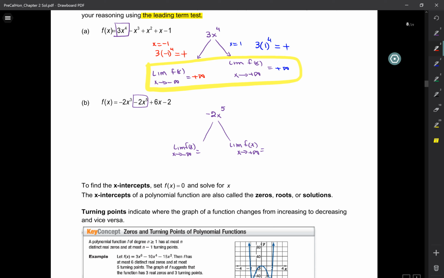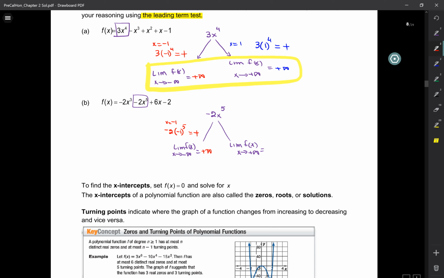All right, in the case where x approaches negative infinity, I pick a negative number, like -1. And I plug it into this, so I get -2 times -1 to the power of 5. And now I need to ask myself, is the result positive or negative? Well, I'm going to get negative times negative, which is positive. So this becomes positive infinity.